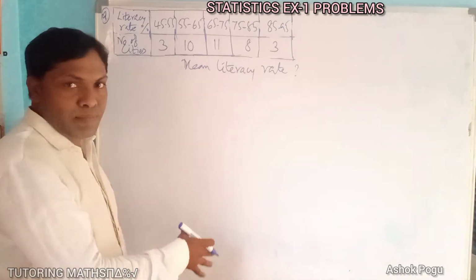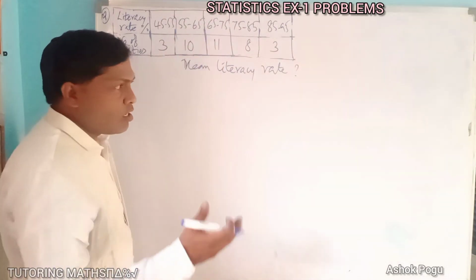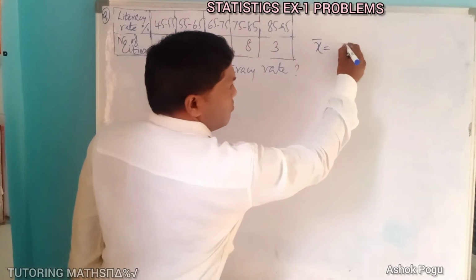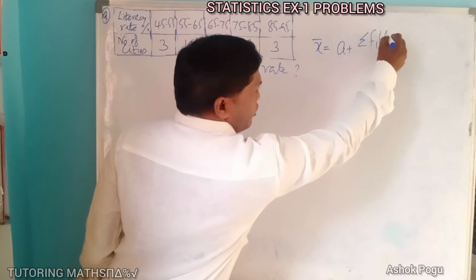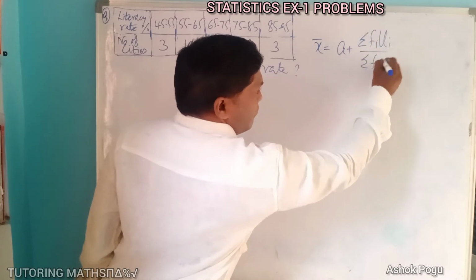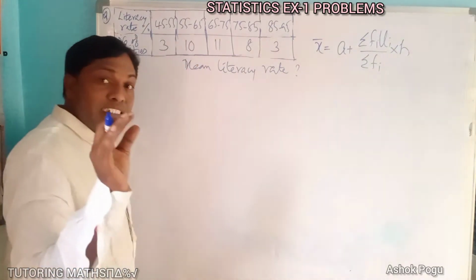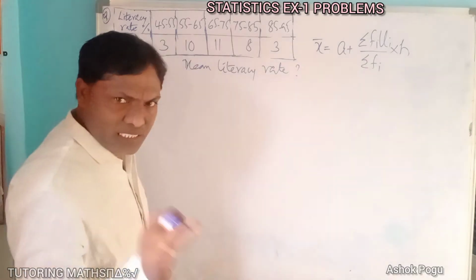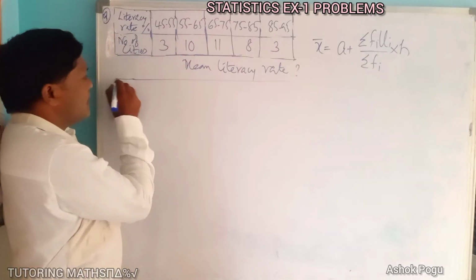Before going to tabularize the given values, before going to classify the given data, it is better to write the formula, that is mean x bar is equal to a plus sigma fi ui by sigma fi into h. Here what is u? That is xi minus a by h. Already we have discussed this in previous videos. Let us start. Let us tabularize the given data.